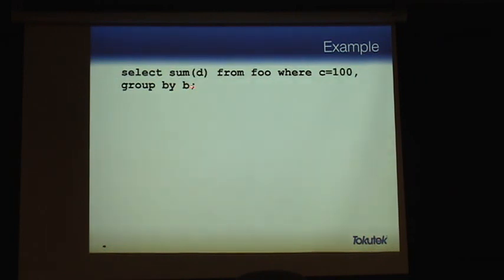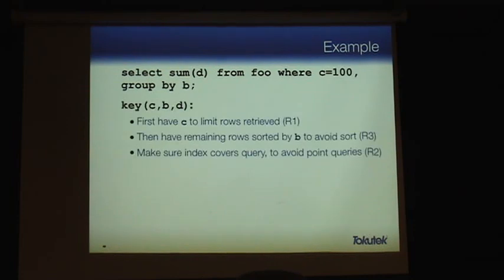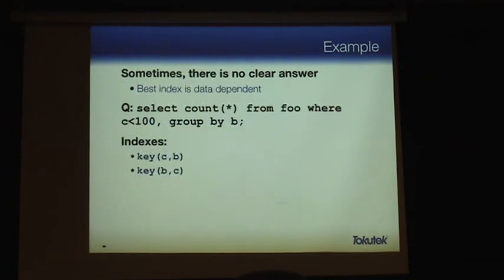Another one, but just a little different now. Select sum D from foo where C is equal to 100, group by B. In this case, we have a key of C comma B comma D. Once again, rule 1, put C at the beginning to limit the number of rows you're retrieving. Then you have the remaining rows sorted by B, so you don't have to do the post-processing sort there. And then you make sure that the index covers the query by throwing in the column D to avoid the point queries.